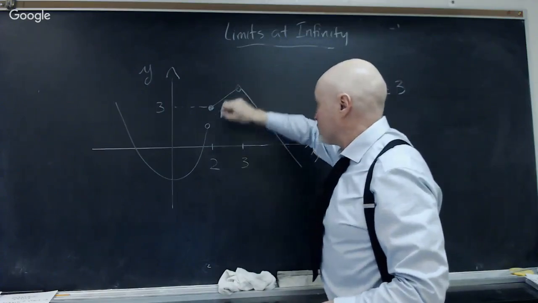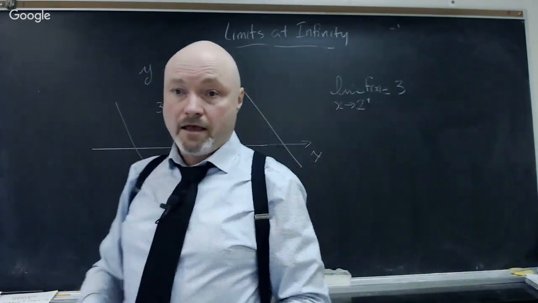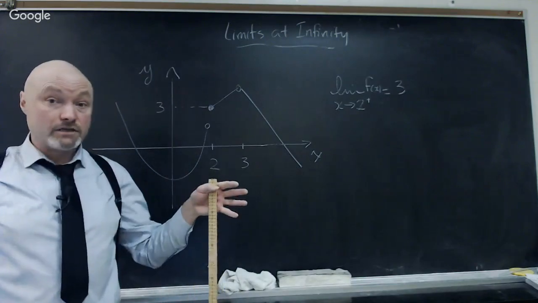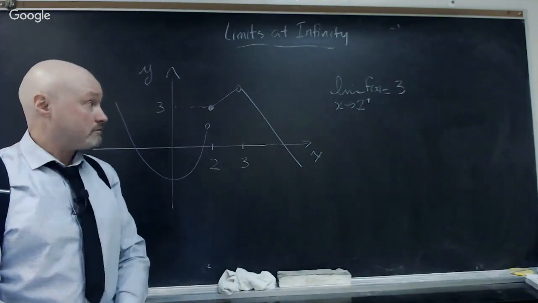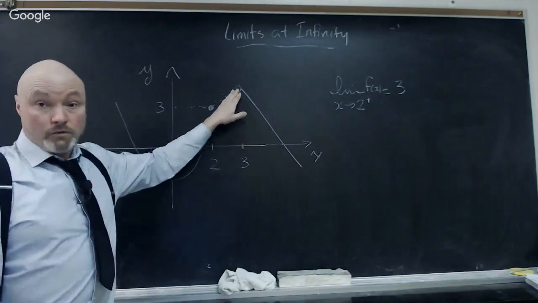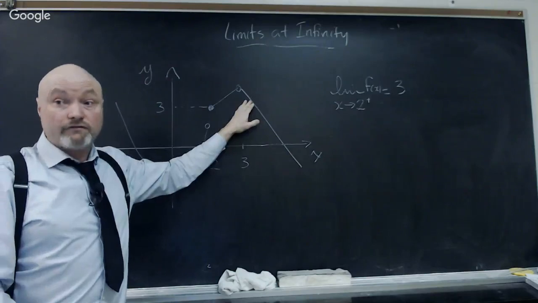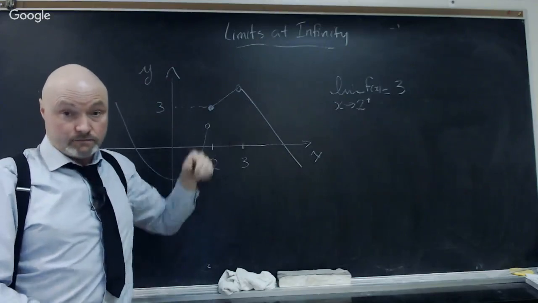Okay, we talked about removable discontinuities. And so those are algebraic forms where we can factor the top and bottom and cancel pieces out. All right? So this would be a discontinuity. Even though the limit exists, the function is discontinuous there.